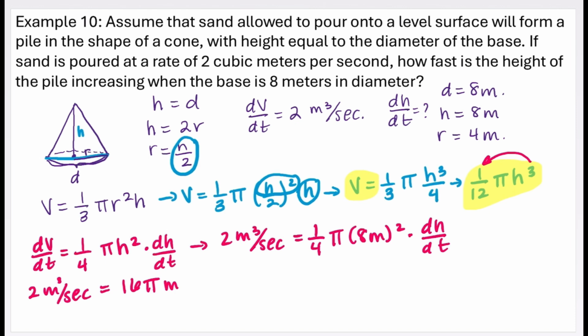So that's meters squared times dh dt. And then if I divide by 16 pi, the meters will cancel out. So I'll just have meters per second. And I'll have 2 over 16, which will be 1 over 8 pi. So dh over dt will equal 1 over 8 pi meters per second. So that's how fast the height of the pile is increasing at the time when the base is 8 meters in diameter.